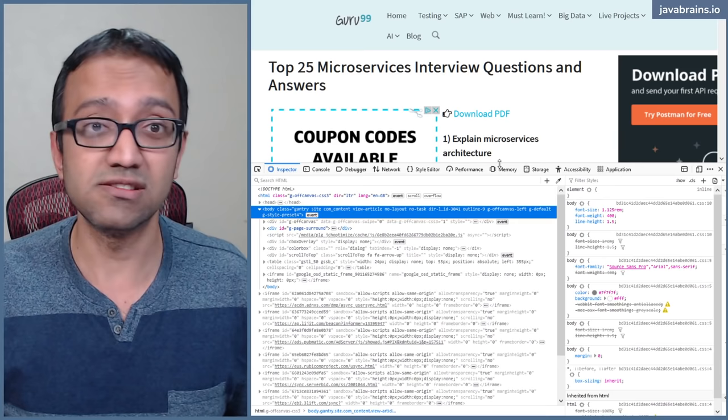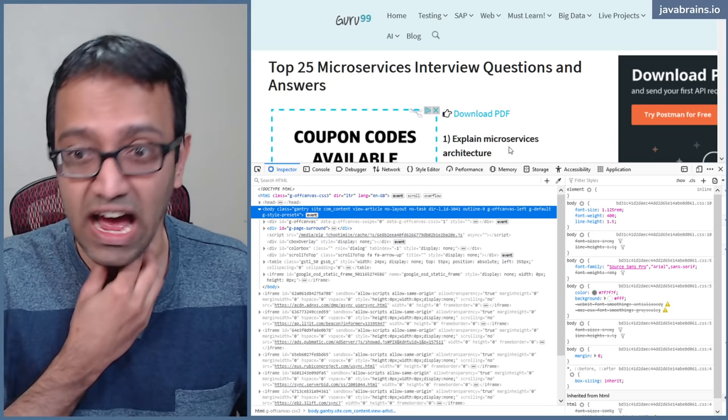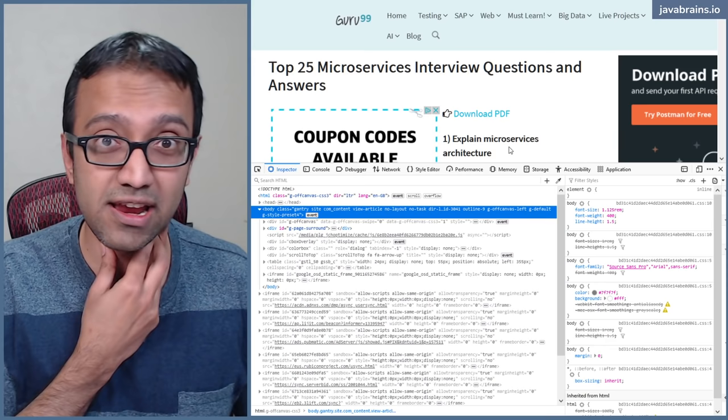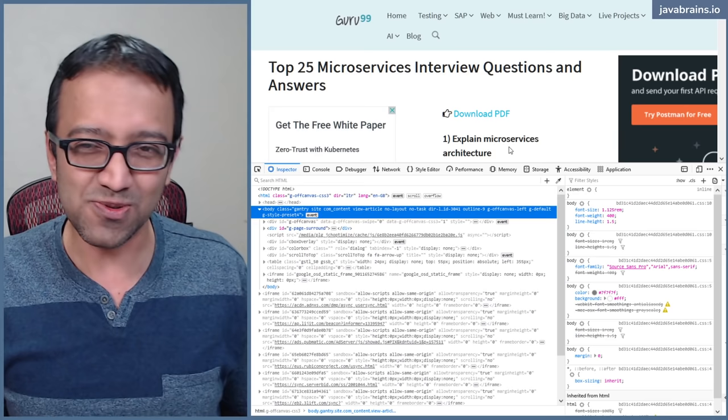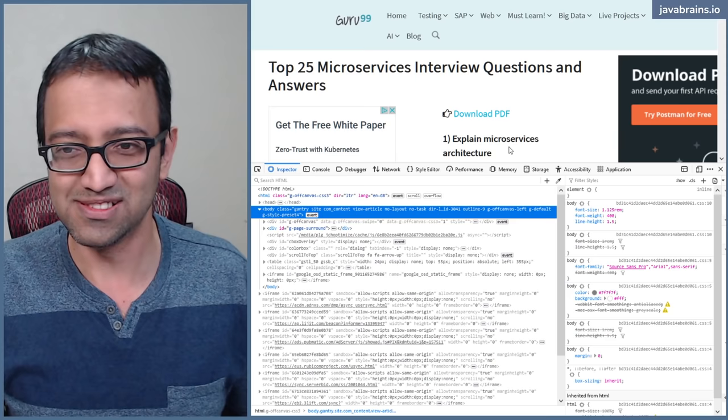Okay. Explain microservice architecture. A microservice architecture is a way in which you architect your microservices. There are different ways in which you can architect it. I'm guessing this question is explain what microservices are, which is a fair question to ask. It's a good first question to ask.